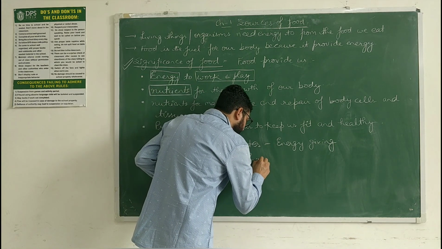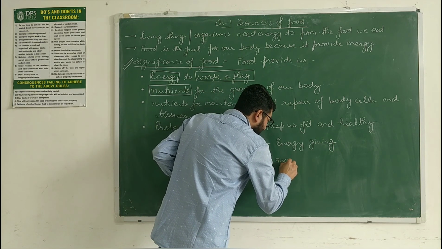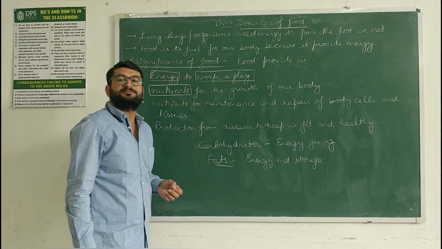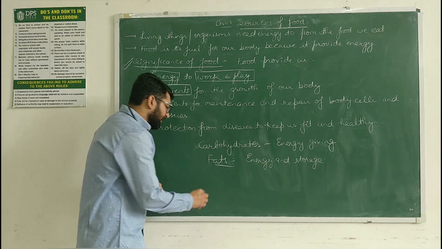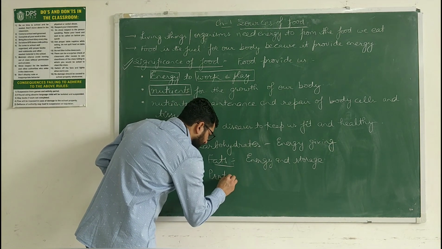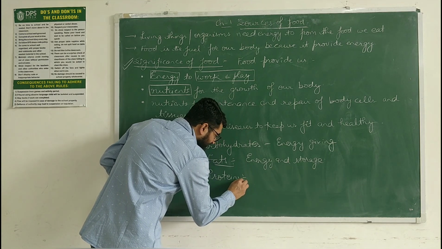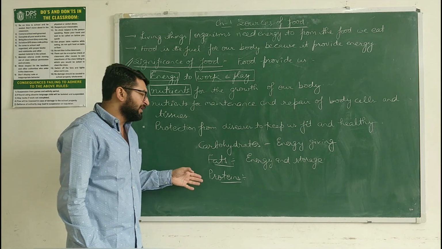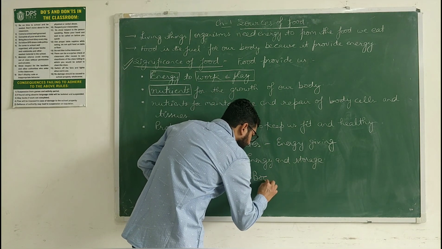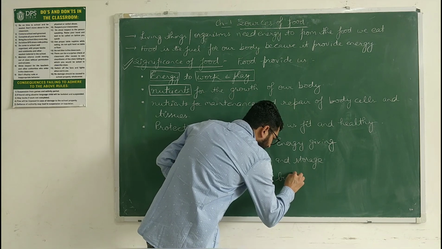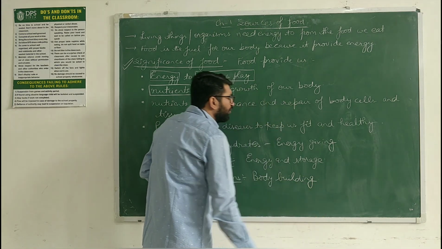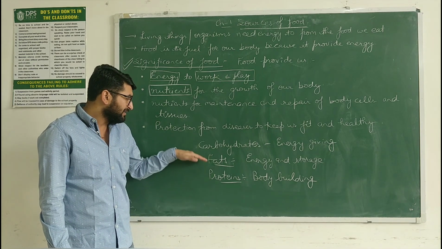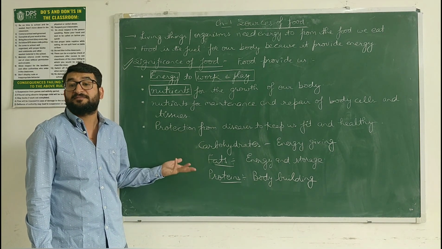Fats also provide energy, as well as they are storage nutrients. They store energy. The third one, proteins. We get the proteins from the pulses, fish, egg, etc. The proteins are known as body building nutrients. Why? Because they help in the growth of muscles and bones. So these are the three major nutrients which we require.